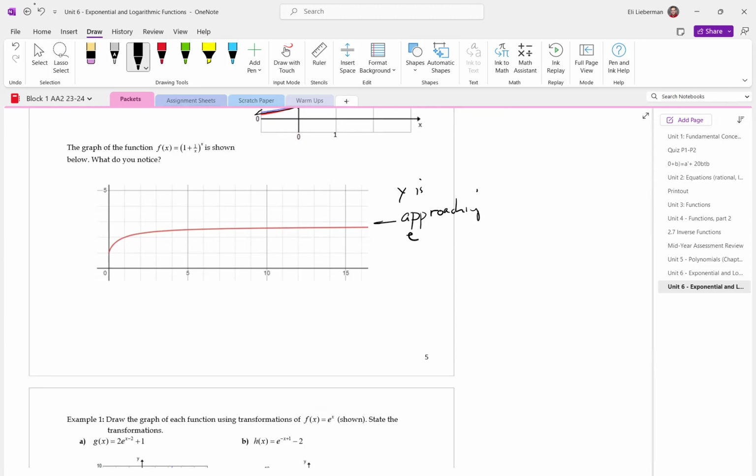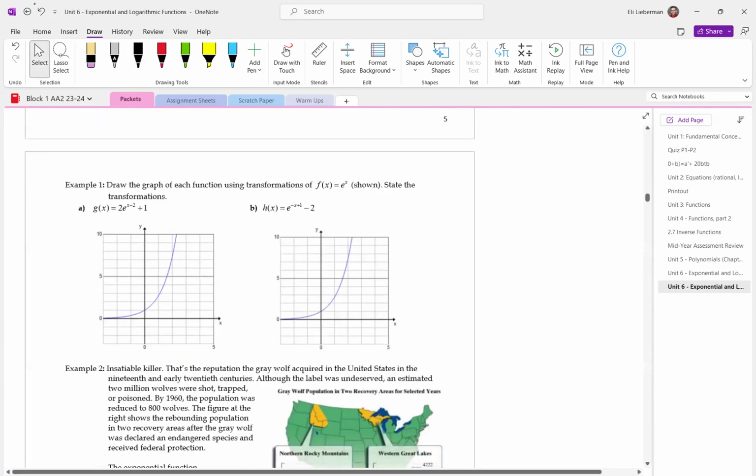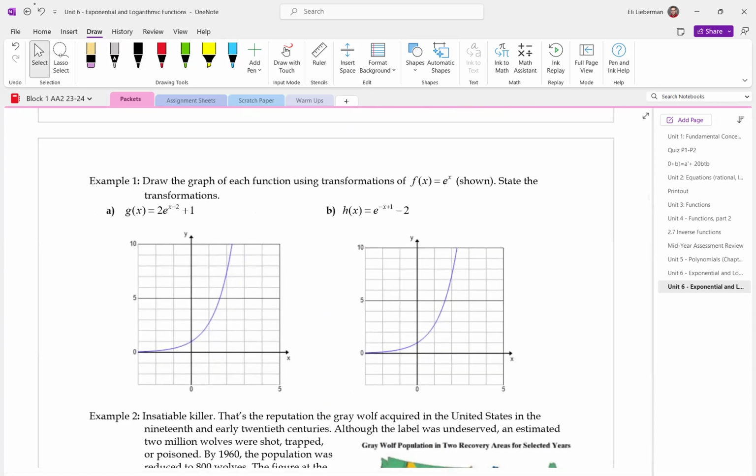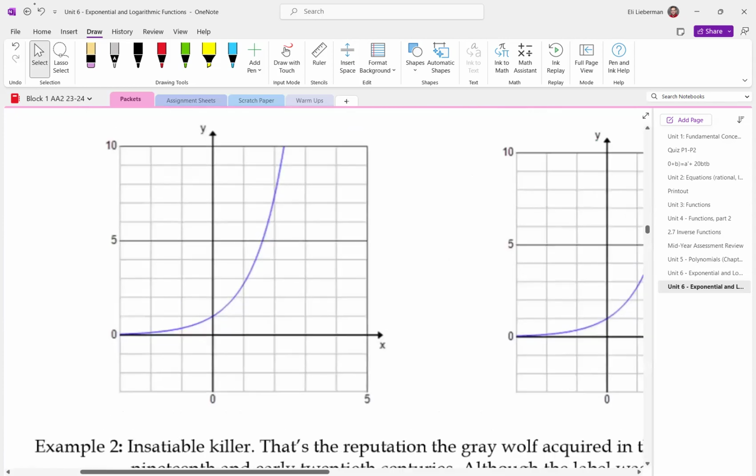It's 2.7-ish. But don't worry about this graph here. You don't have to memorize what this graph looks like. All you have to know is that e is approximately 2.7. There you go. We have some transformation. So given is the graph of e to the x. Does that seem about right? e to the x.